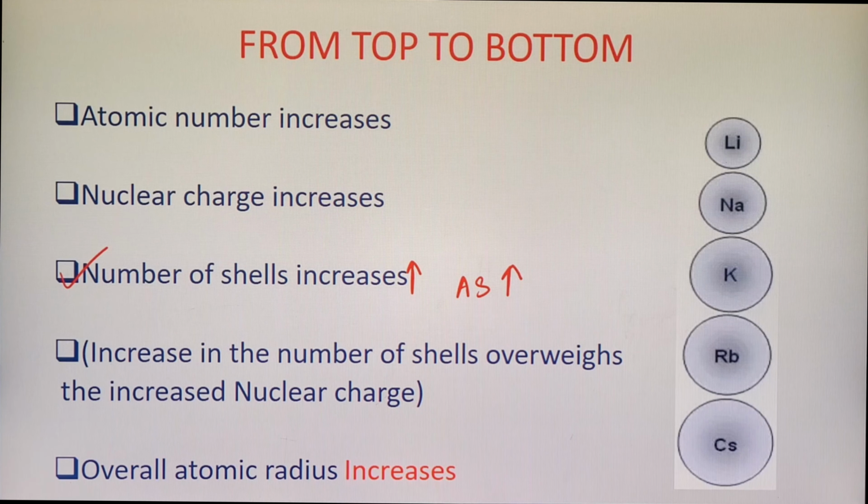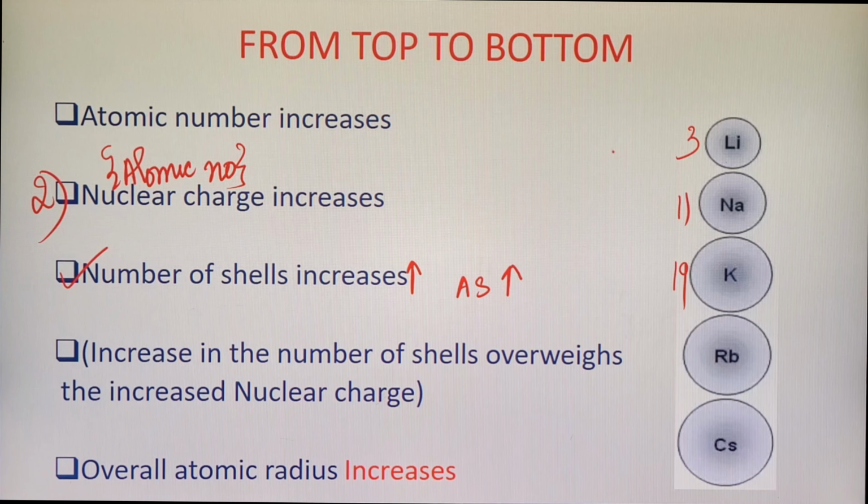Now, what is the second factor here, children? The second factor is nuclear charge. I have told you already: when I say nuclear charge, I mean its atomic number. Nuclear charge, atomic number, both are the same. We know lithium has an atomic number of 3, sodium has an atomic number of 11, potassium has an atomic number of 19. Rubidium and cesium we usually don't deal with.